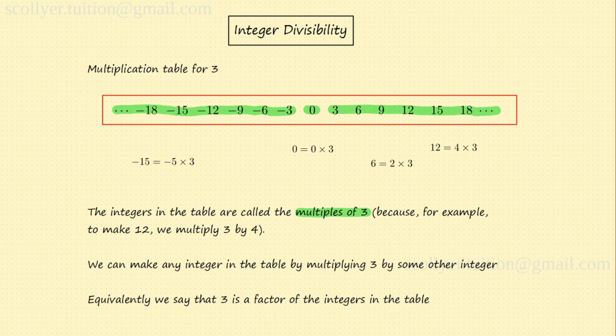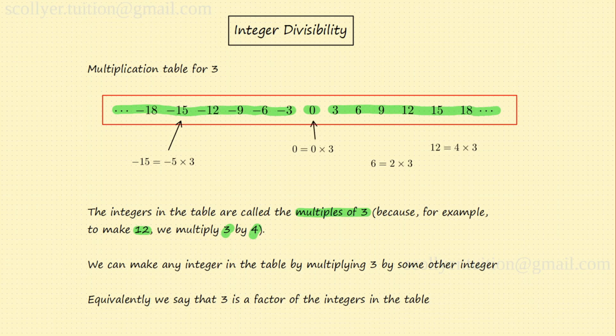The integers in the table are called multiples of 3 because every number in the table can be made by multiplying 3 by some other integer. So, for example, we can make 12, which is a member of the table, by multiplying 3 by 4. And so, for example, minus 15 is in the table because minus 15 is minus 5 times 3. 0 is in the table because 0 is 0 times 3.